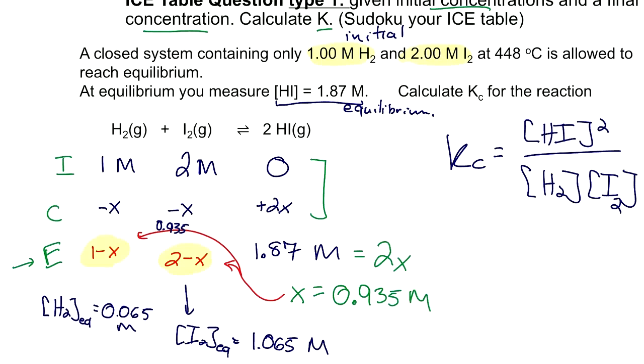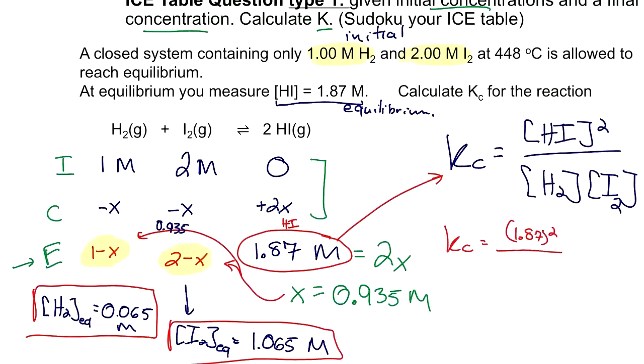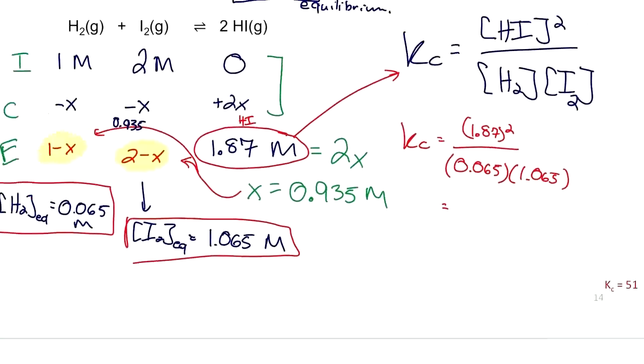I'll highlight those. We put in everything that's in that E line, and then finally this original number that was given in the question, which is the concentration of HI at equilibrium. Those are the values we put into the Kc expression. It is equal to 1.87 molarity squared over H2, 0.065, times 1.065. And so then you get a number, is it like 51? Yes, it's like 51.